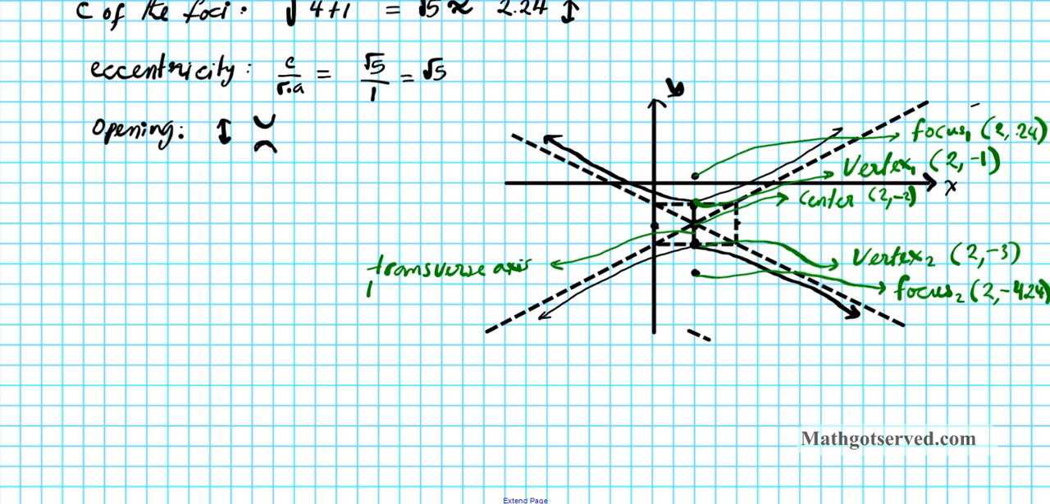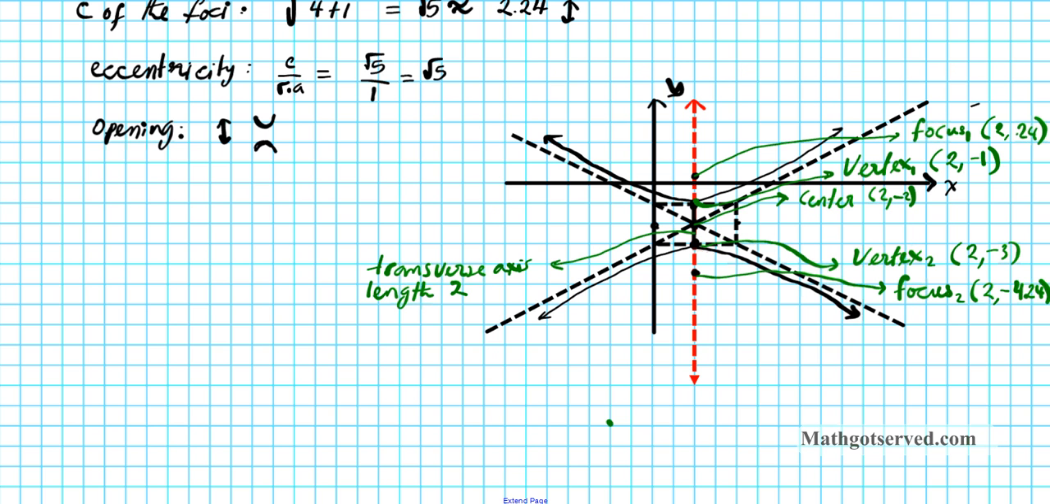length. How long is it? You're going up and down 1 unit, so it's total length of 2. Now let's draw our transverse axis line. So our transverse axis line is going to be the line that contains our foci, center, and vertices. So that line right there, that's our transverse axis line. Let's change the color.